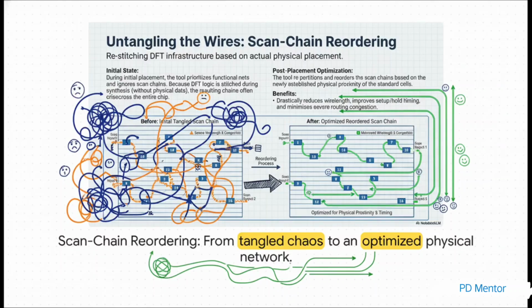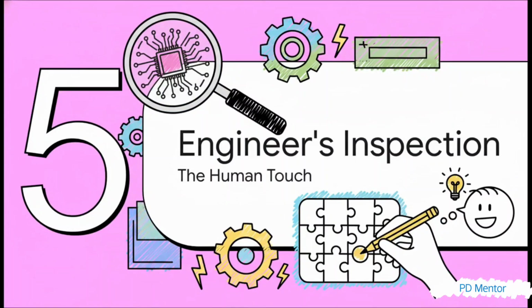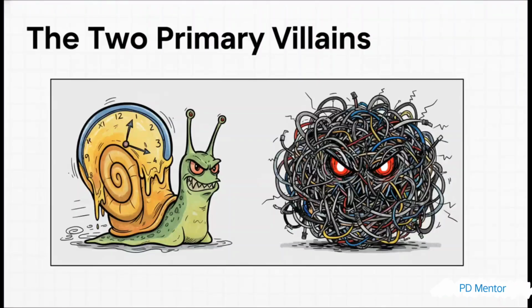It's just beautiful. So after all of this mind-bogglingly complex automation, the tool gets the design about, let's say, 99% of the way to the finish line. It's done an incredible job, but that last, stubborn, really tough 1%, that requires a final inspection. That's where the human touch comes in. And at this stage, we're usually left fighting two big villains. First, timing violations, where critical signals just aren't arriving on time. And second, congestion, these stubborn digital traffic jams in certain neighborhoods that the automated tool just couldn't figure out how to solve on its own.